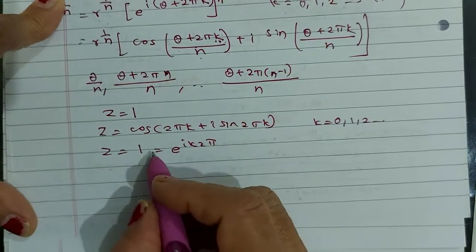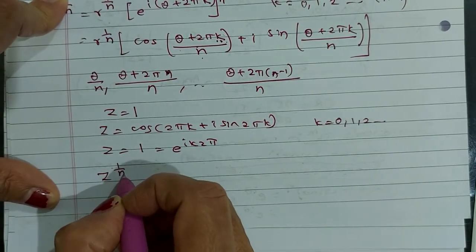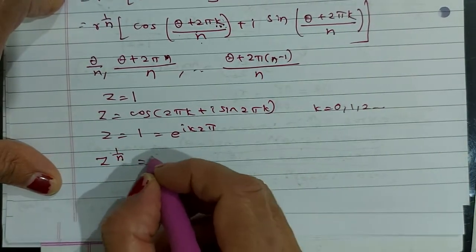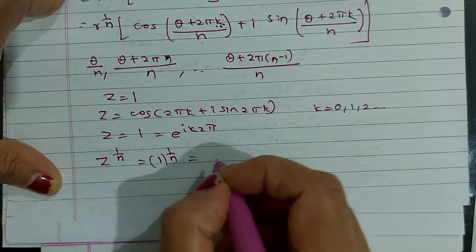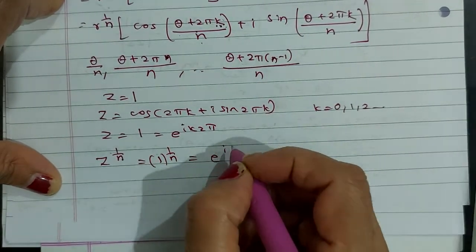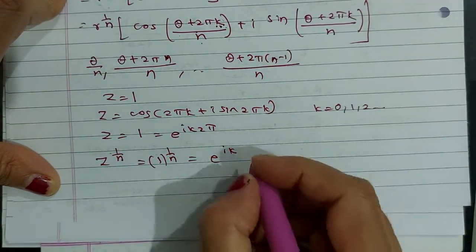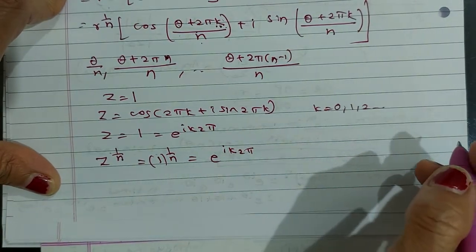Next, what can we write over here? z to the power 1 by n. I need the nth root now. What is the value of z? 1. So 1 to the power 1 by n should be e to the power i k 2 pi raised to the power 1 by n.